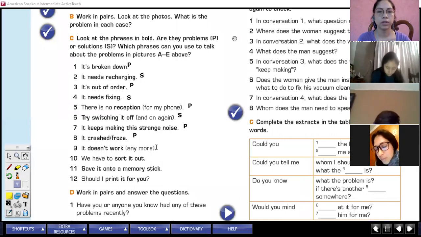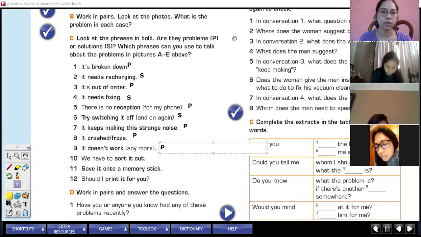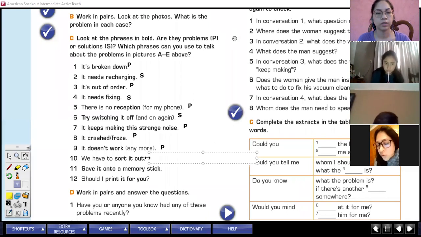Number 9, any volunteers? Teacher. Okay. It doesn't work. Is it a problem? It's a problem. Good. Continue with number 10. Andrea? We have to sort it out. Is it a solution? Solution, yes.